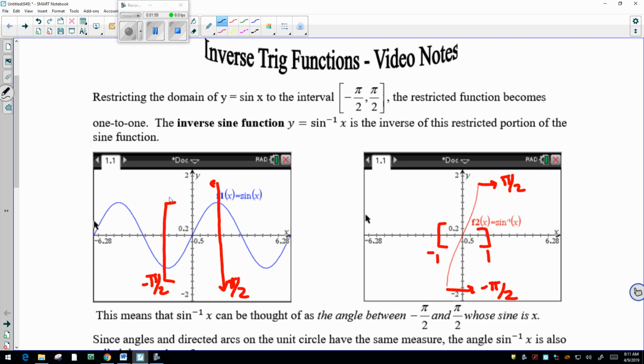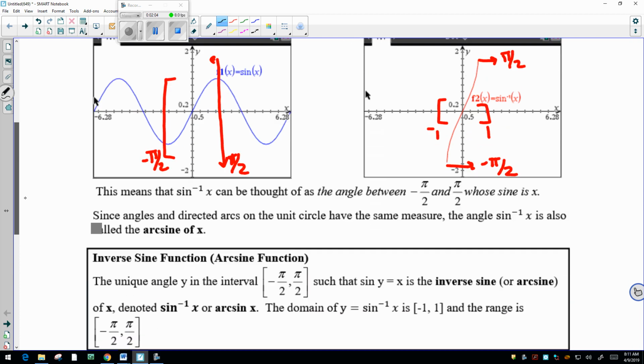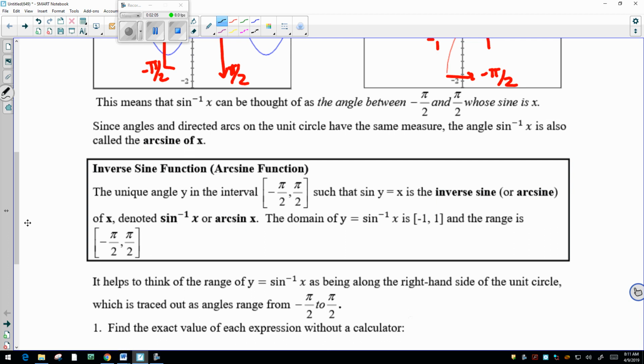Okay, so as we're going through inverses, probably the most important thing you want to keep saying to yourself is that with all of these inverse functions, we're looking for the angle. So our inverse sine can be thought of as the angle between negative pi over 2 and pi over 2 whose sine ratio is x. I have to say this to myself a bunch when we're solving these. So I'm looking for the angle whose sine ratio is what's given to us.